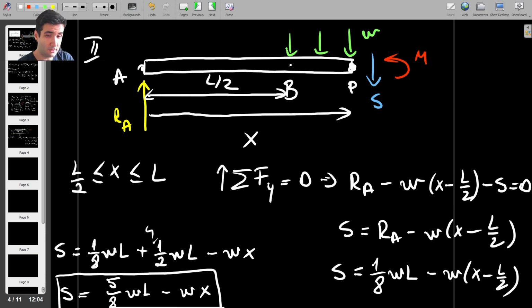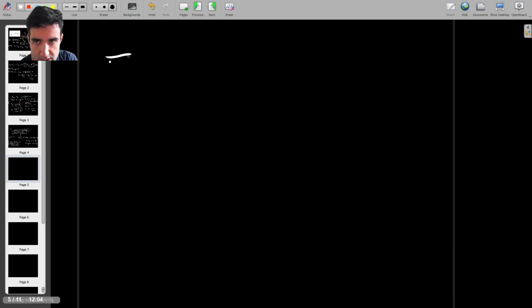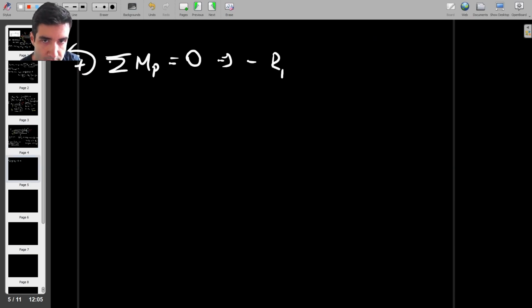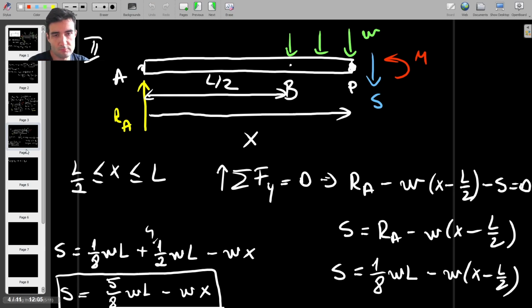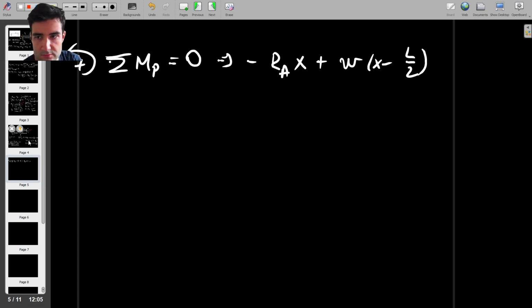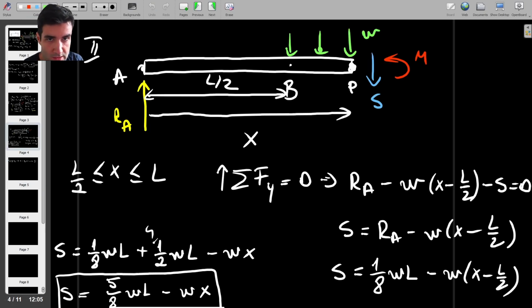Okay, so let's do the same thing with the bending moment. As before, I'm going to take moments about that point P. So the sum of moments about P is equal to 0, counterclockwise is positive, and let's see what we have. RA, first of all, is producing a clockwise moment, so that's going to be minus RAx. Then we have that green distributed load, which is producing a counterclockwise moment, so we have plus. The force is going to be equal to w times (x minus L over 2), right? And the moment arm to P is from where this force is acting, which is about halfway.